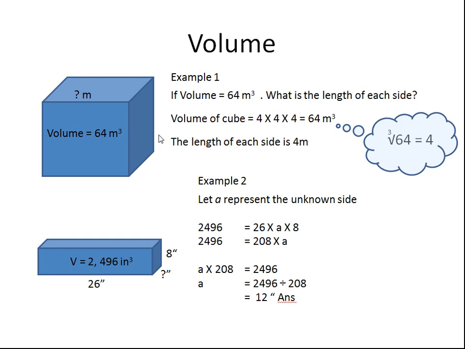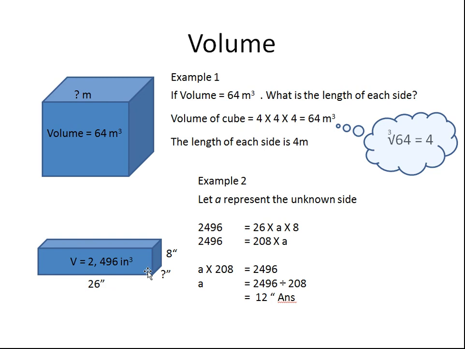Likewise, if you know the volume of a cube, for example, 64 cubic meters, from here you should know that the length of one side is 4 meters, because the cube root of 64 is equal to 4. 4 times 4 times 4 is equal to 64. So if the volume of a cube is 64, one side, this length here, is 4 meters.